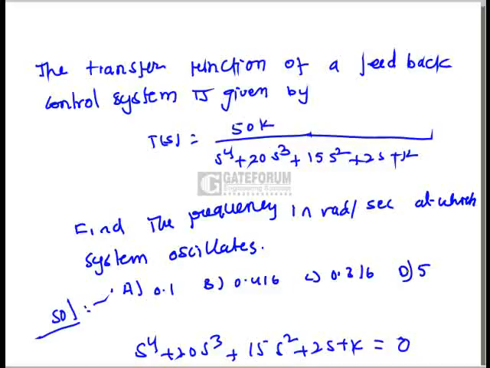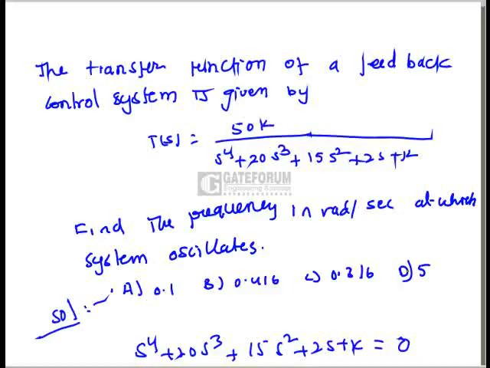Then we have to find the characteristic equation. The characteristic equation is nothing but the denominator of the transfer function, which is s power 4 plus 20s cube plus 15s square plus 2s plus k. This is the denominator of the transfer function, and it is also called the characteristic equation. After finding that, we have to find the k marginal value. At the k marginal value, we have to look for the auxiliary equation, which is a second order equation, and after that we have to replace the k marginal value there. Then we find the frequency of oscillation.